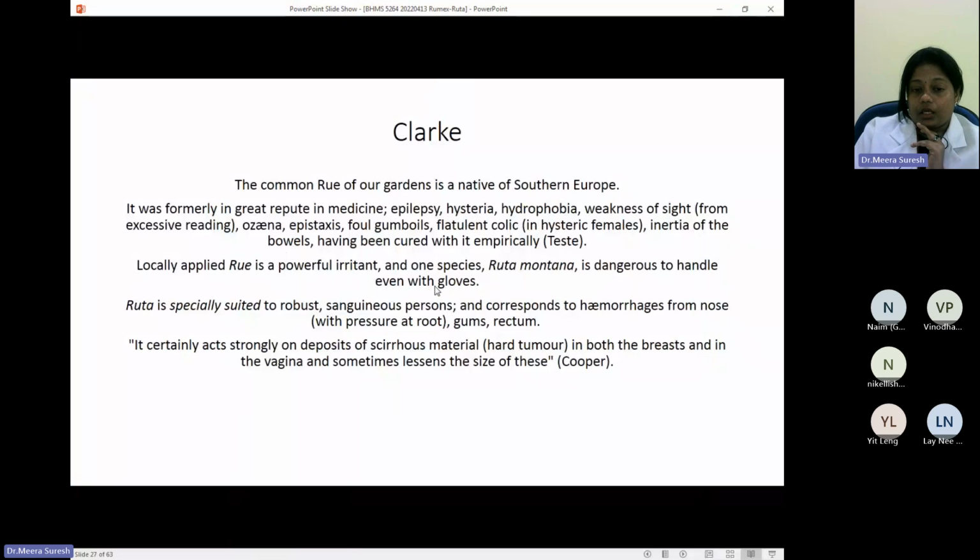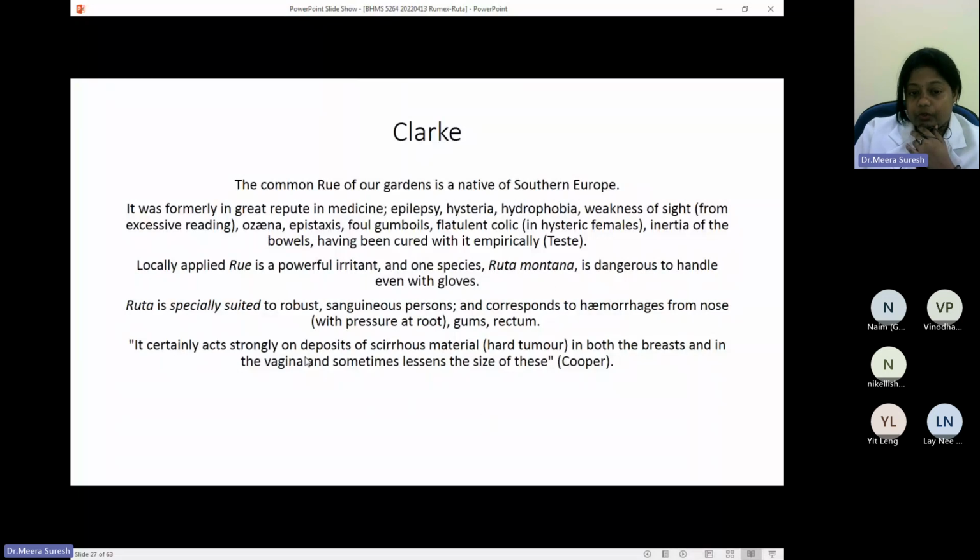We told that. Then inertia of the bowels. That is what we mostly got in the symptoms. And if Ruta is locally applied, it is a powerful irritant and dangerous to handle even with gloves. Ruta is especially suited to a robust person, a very strong, well-built person, sanguineous in nature, and corresponds to hemorrhages from nose, gums, and rectum.